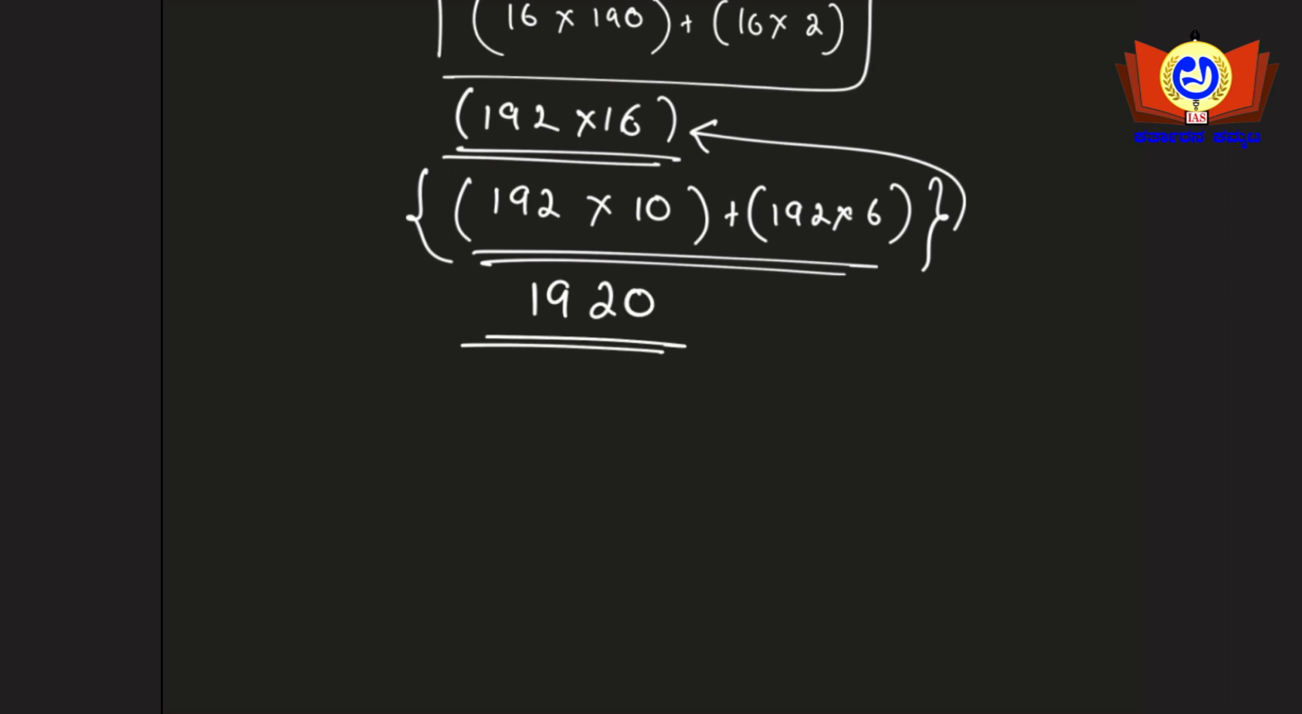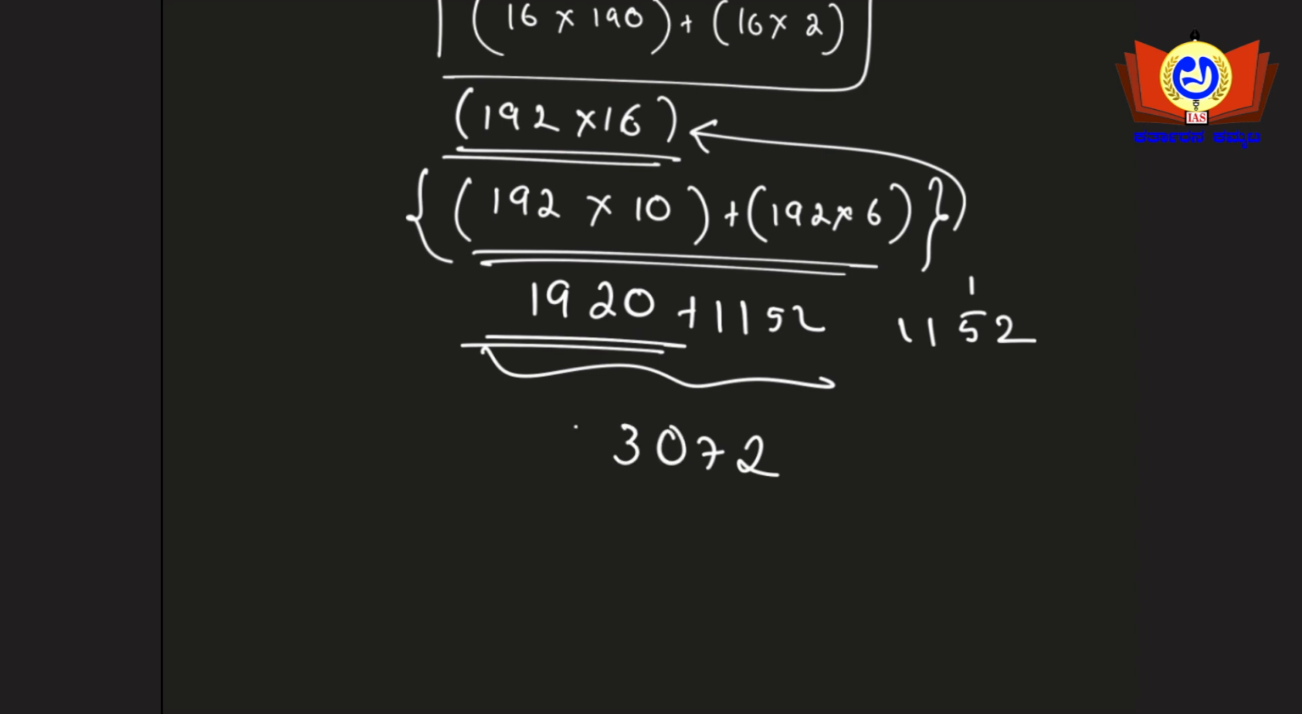192 into 6 is, 6 2s are 12, so 192 plus 1152. Upon adding this, 2 will be there, 7, and 0. 3072 is the final answer.